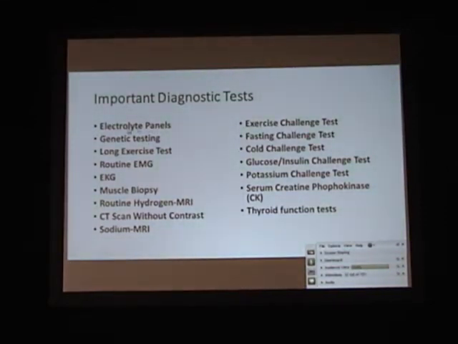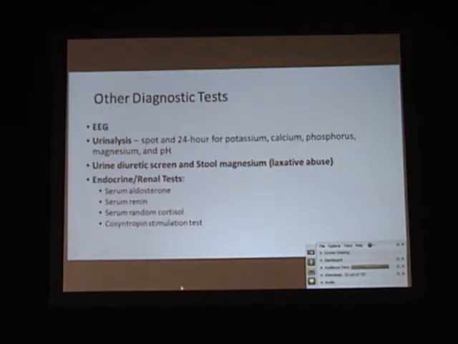Okay, so I'm going to discuss one by one all of these tests, so I'm not going to address them right now. There are some other ancillary tests that you can do aside from the basic ones. One is an EEG to rule out seizure activity. One is a urinalysis. You can do a spot urine, you just pee in a cup once, or collect it for 24 hours. Total pain in the neck to do, but you can do it. And you can measure potassium, calcium, phosphorus, magnesium, and pH, and that will sort out some of the renal or endocrine disorders. You can do a urine diuretic screen and a stool magnesium for laxative abuse, because magnesium makes you go.